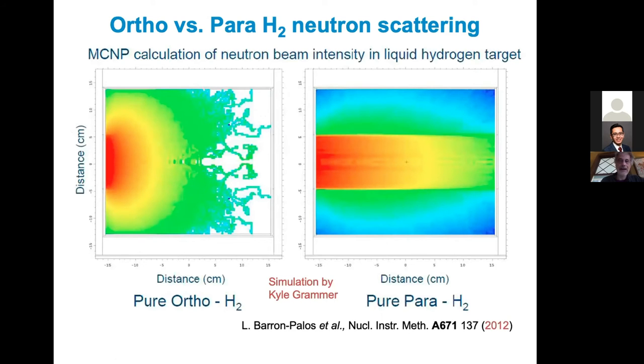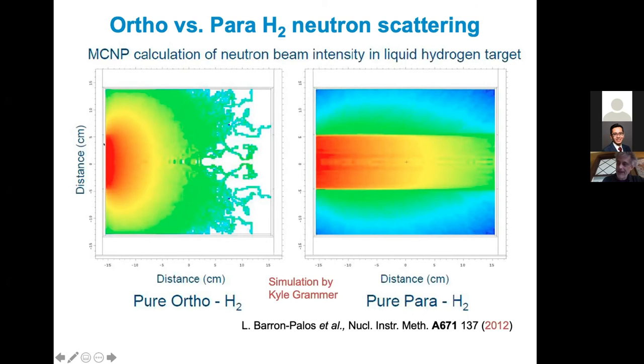So, this is just a quick Monte Carlo to show that there's a huge difference in what happens to the neutrons as they would go inside our target, depending on whether or not it was liquid parahydrogen or orthohydrogen. If it was orthohydrogen, the neutrons literally wouldn't get inside of our 30 centimeter long target. And only in the case of parahydrogen do they even get in. The orthohydrogen, they just bounce off the front face.